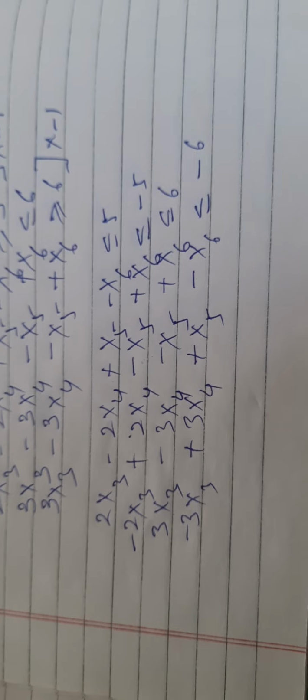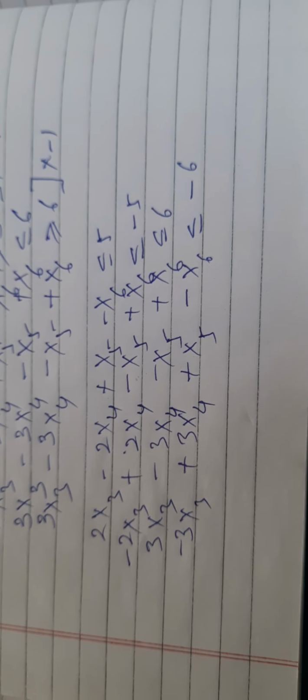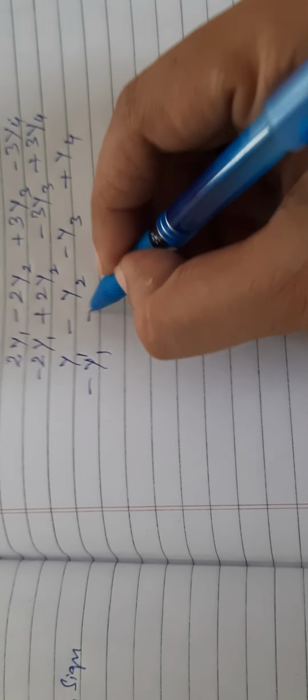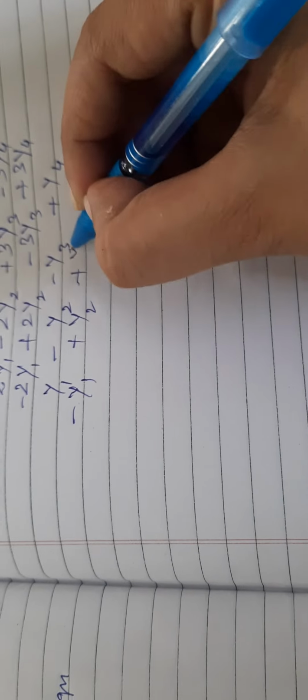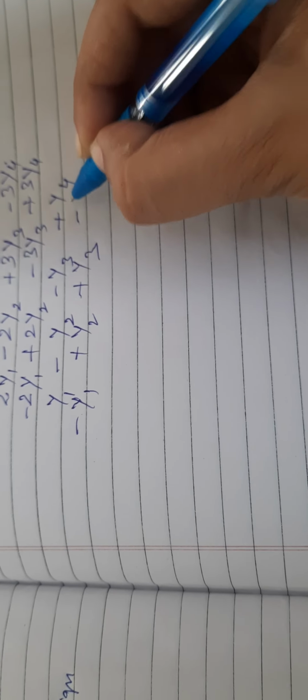So this is x5 minus x5 minus x5 and plus x5. So this is how I write it. I'll write it y1 minus y2 and minus y3 and plus y4, and for the last one it is minus x plus plus and minus. So this is minus y1 plus y2 plus y3 and minus y4.